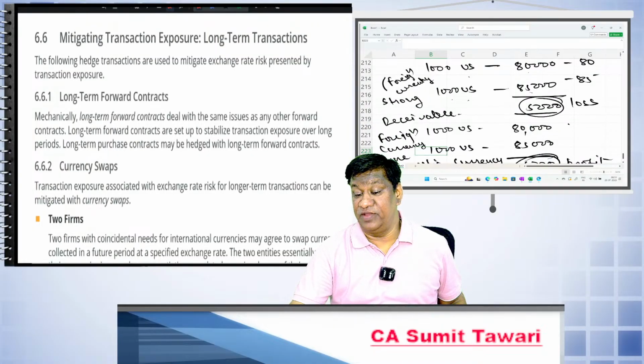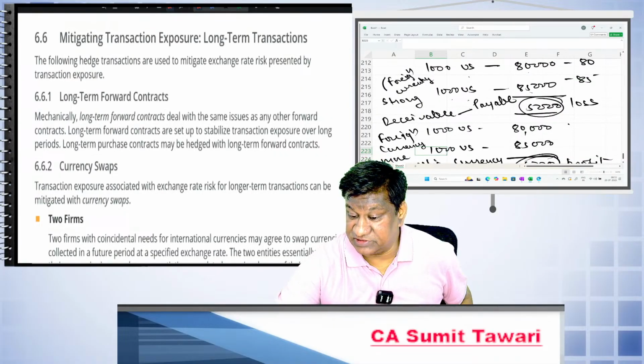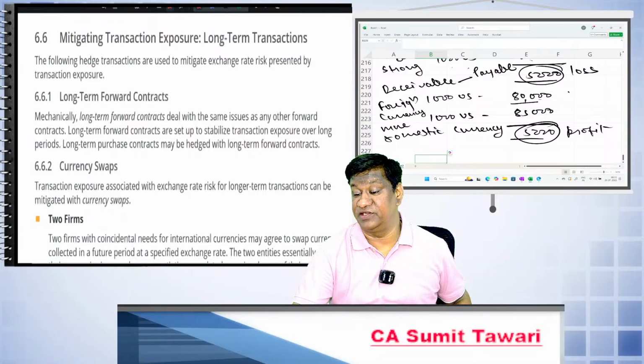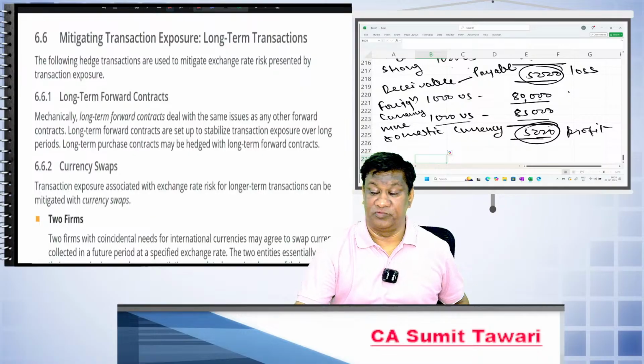Okay. So if I'm buying 1000 US dollars, that is for the payable. And here I am selling 1000 US dollars, receiving it from the customer. If today I am selling it, I can receive 80,000. But if after 3 months I am selling it, then I can receive 85,000. That means the foreign currency has become stronger, so in that situation, I am getting a profit.